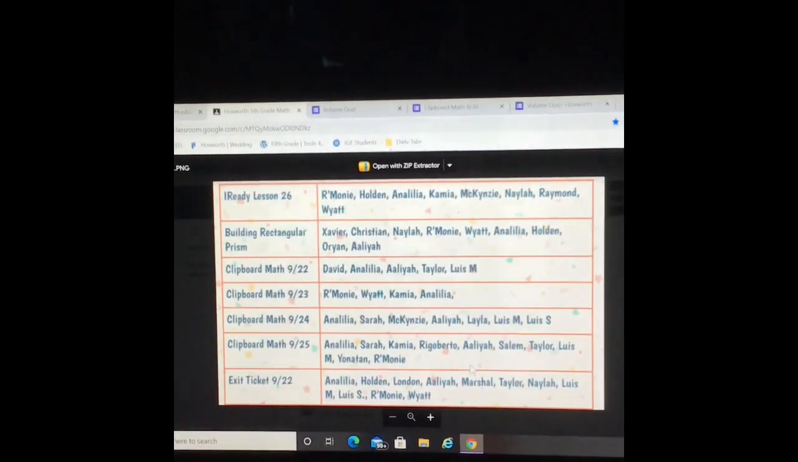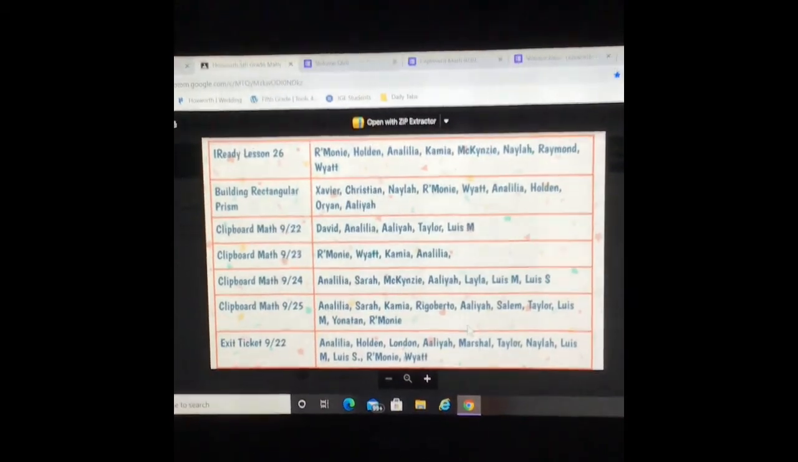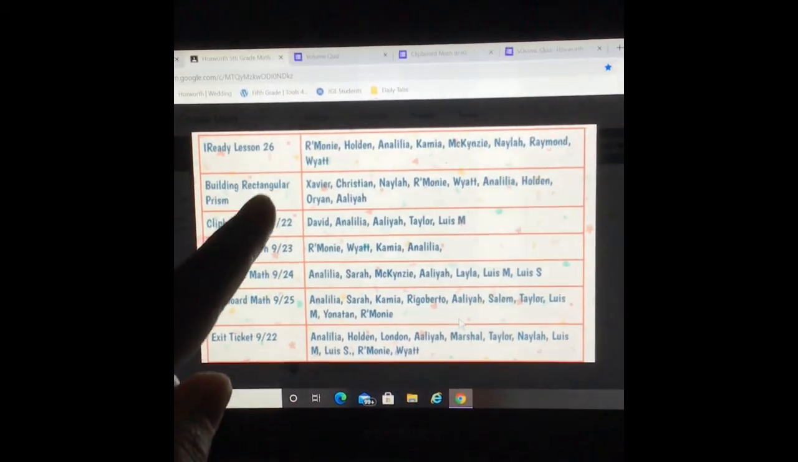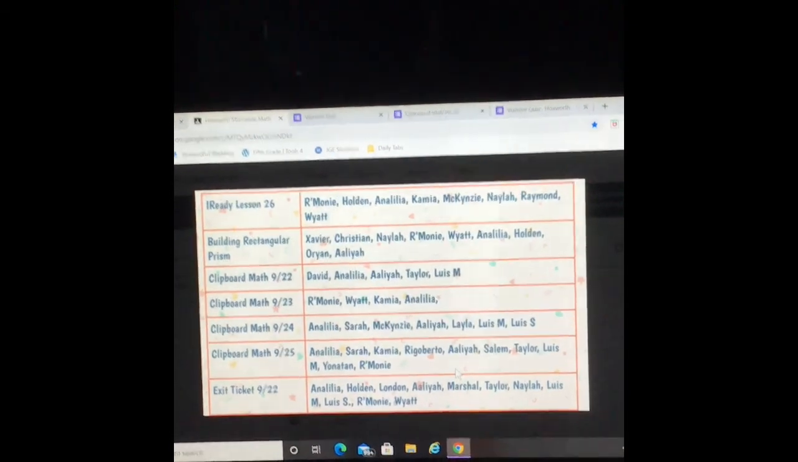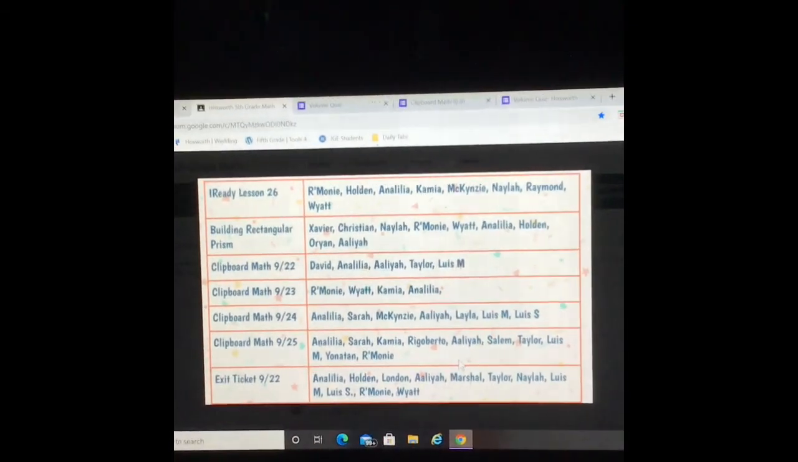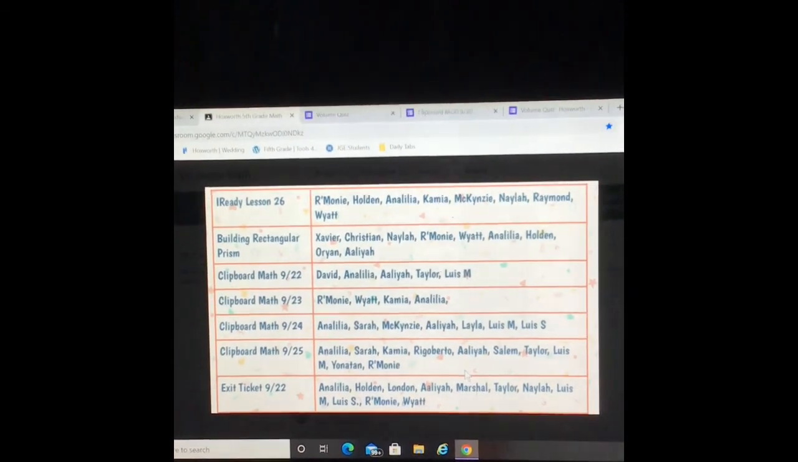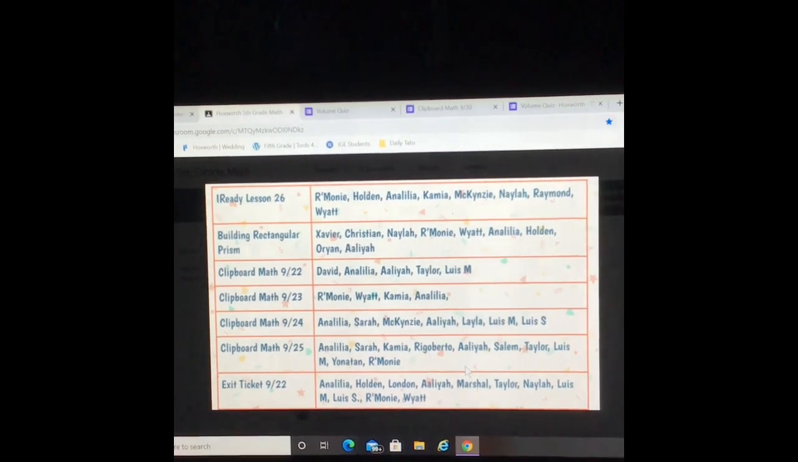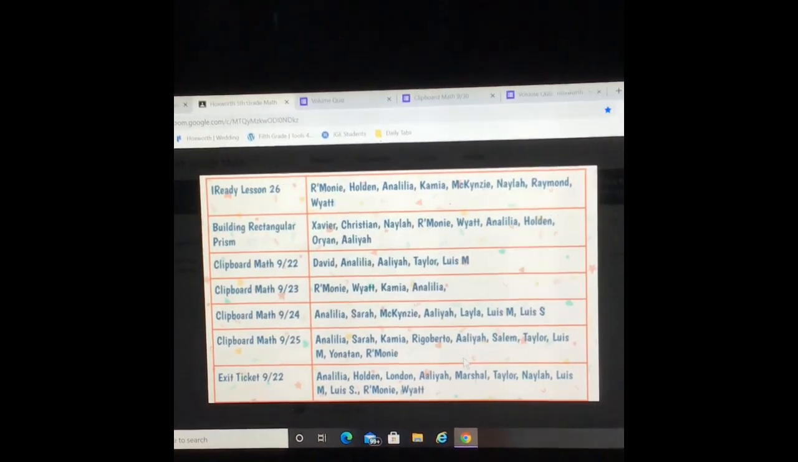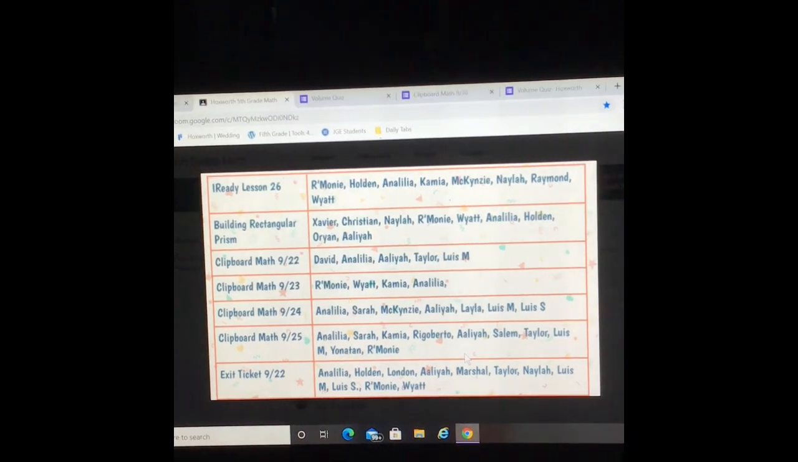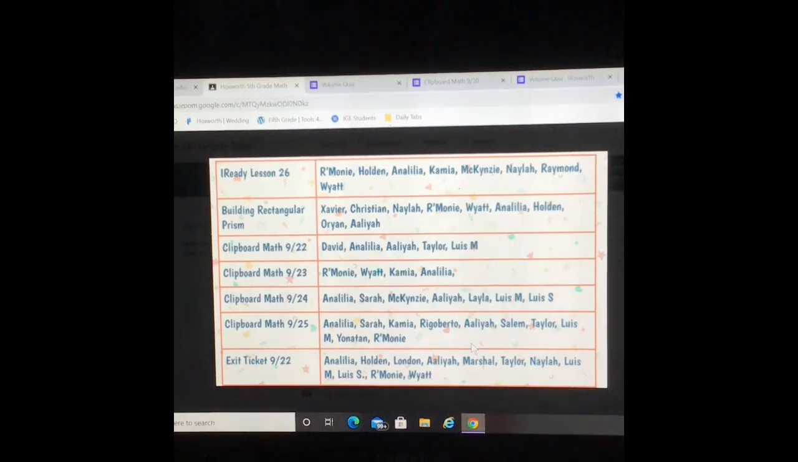So if you click on this picture, all these names pop up. These are people that are missing some assignments. So your iReady lesson 26, build a rectangle, the clipboard maths from last week. This is all last week's work. If your name is on any of these, you need to get to work on them. These are going to be due tomorrow. So if your name is up here, you need to work on these. If your name is not on these, you are free and clear and done with math.